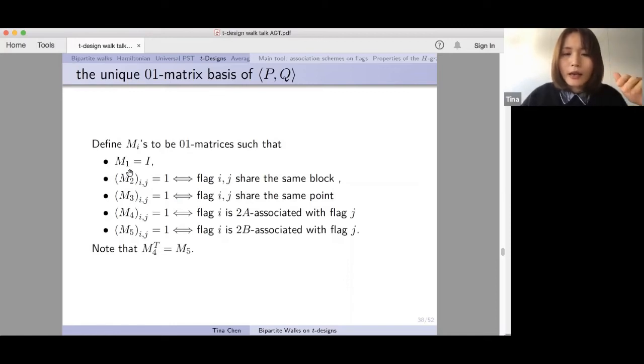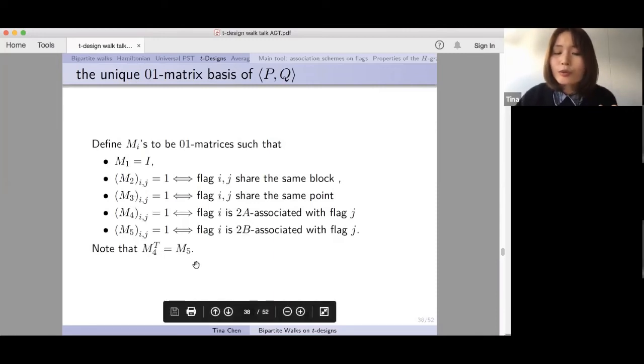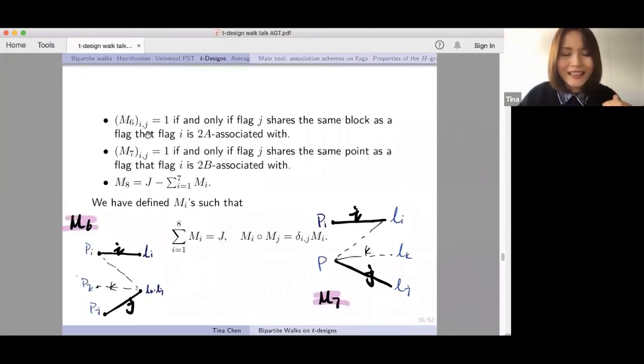So I define M1 to be the identity matrix, and the ij entry of M2 will equal 1 if flags i and j share the same line, and similarly M3 equals 1 if i and j share the same point. M4 and M5 correspond to the relationship between two flags being 2A or 2B associated. Notice that M4 transpose is M5. We still have three other matrices to define.